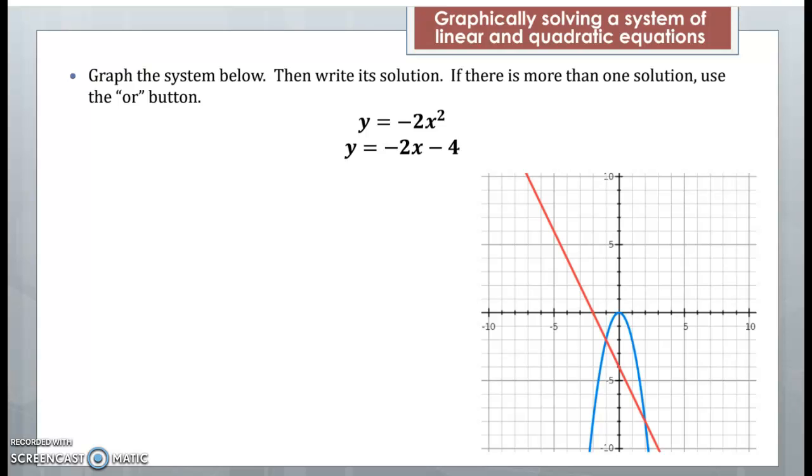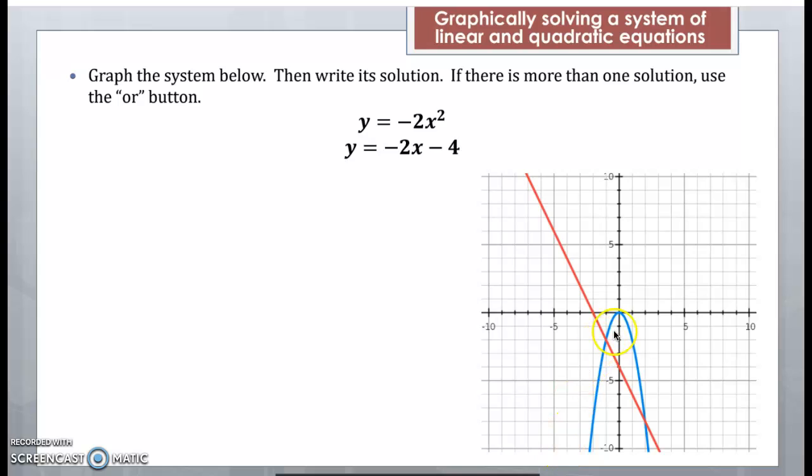Hey everybody, in this video we're going to talk about graphically solving a system of linear and quadratic equations. So if we are given two equations, y equals negative 2x squared and y equals negative 2x minus 4, and we're told to find its solution, one way to do that is graphically.